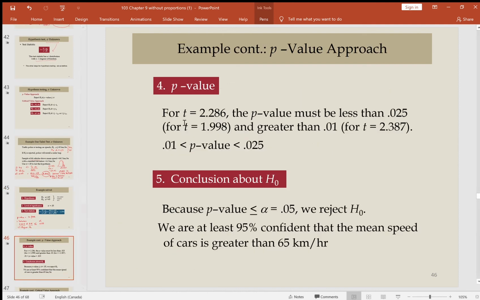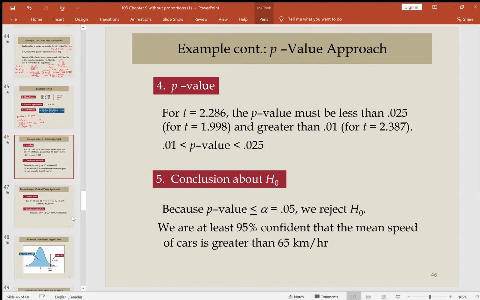So for t equal to 2.286, 0.01 is less than p-value is less than 0.025, and because this entire region is less than 0.05, we reject the null. Okay, and we think that on the basis of this test, cars are speeding up and that police should install a radar trap.